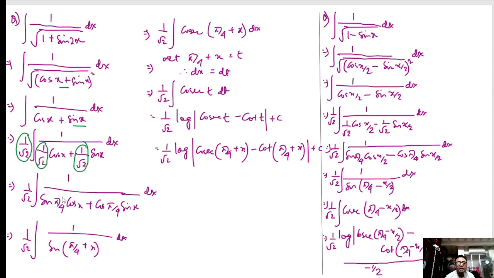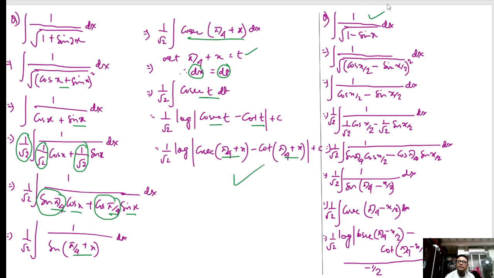Now 1 by root 2 can be written as sine pi by 4, and this 1 by root 2 can be written as cos pi by 4. So it is looking like sine A cos B plus cos A sine B, which is the sine A plus B formula. Now this becomes cosec. Now let pi by 4 plus x equal to t. So dx is equal to dt. So this sum becomes this, and integration of cosec x, we know, is log cosec x minus cot x. So it will be log cosec t minus cot t, and putting the value of t, we get the answer.